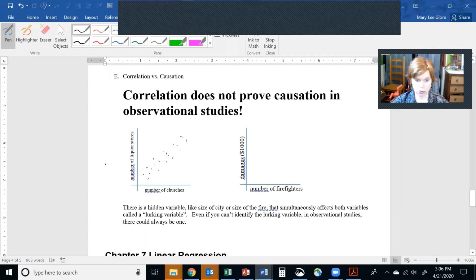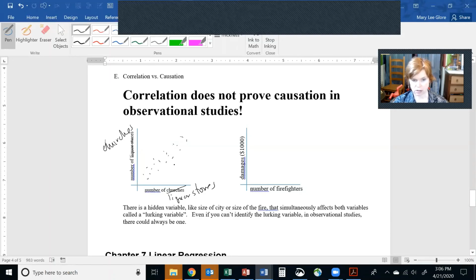In fact, I could switch it. I can make the liquor stores over here, and I can make this the number of churches. I would still have this positive linear relationship. And now it's like, well, do churches cause, or do liquor stores cause churches? All right. Neither of those is true.